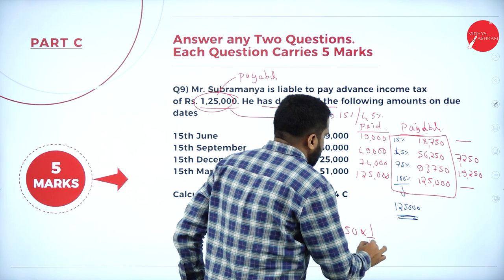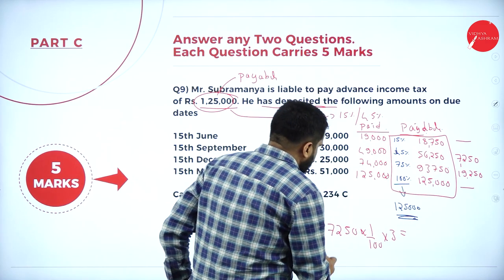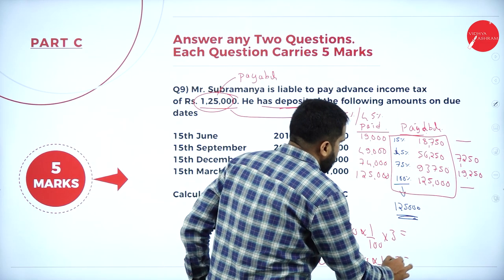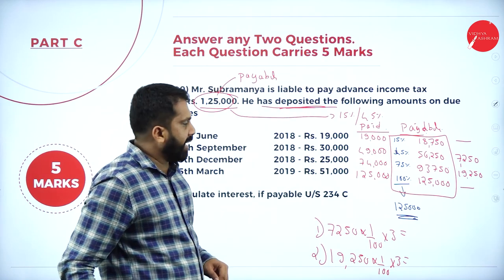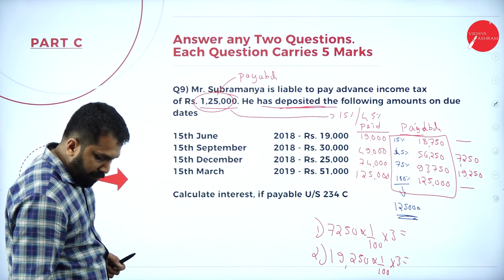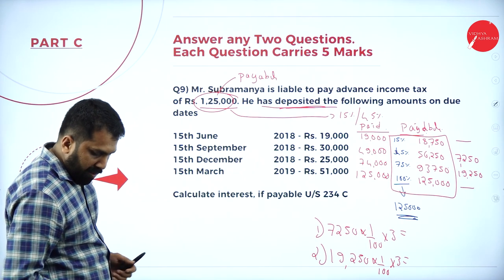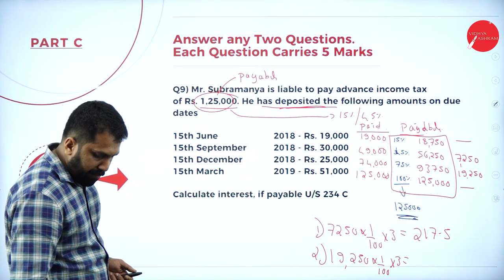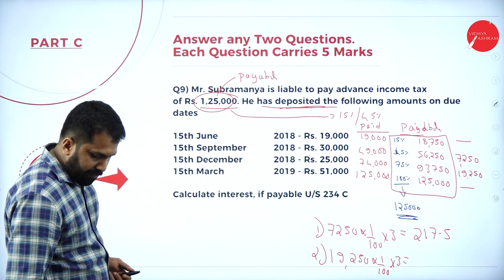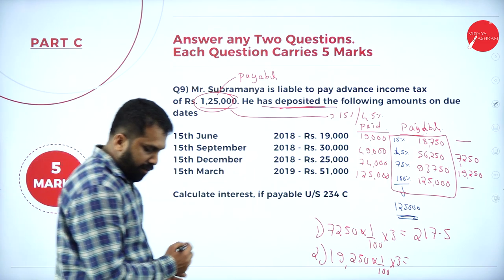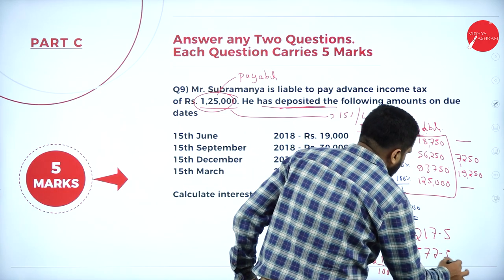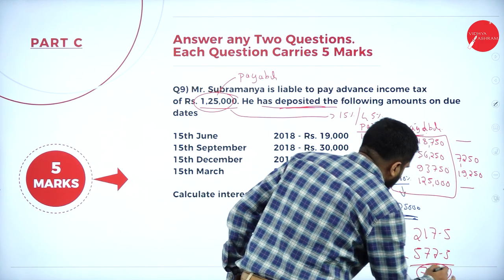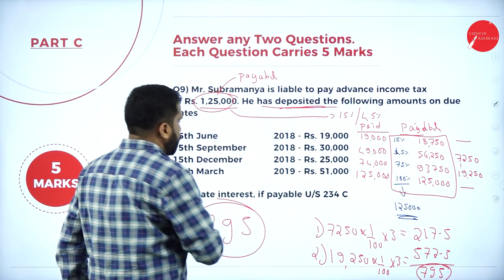7,250 into 1% into 3. Third one, 19,250 into 1% into 3. Fourth one, nothing, because there is no shortage. 7,250 into 1% into 3, we are supposed to pay 217.5. Next, 19,250 into 1% into 3 months. I got 577.5. So 577 plus 217, 795. So the advance tax interest to be paid is 795. Hope you got it.